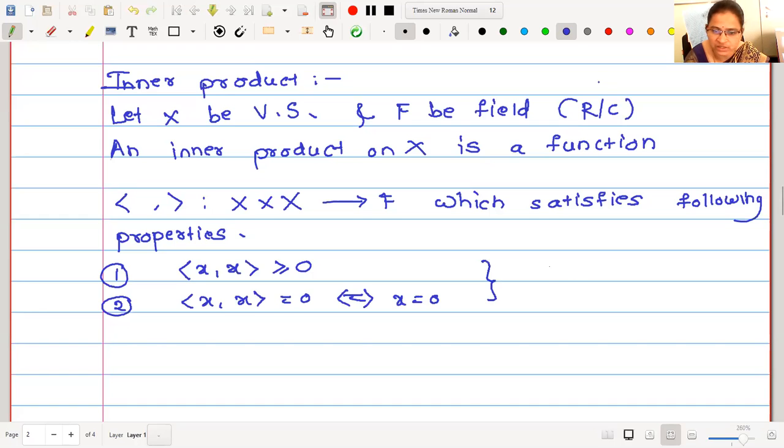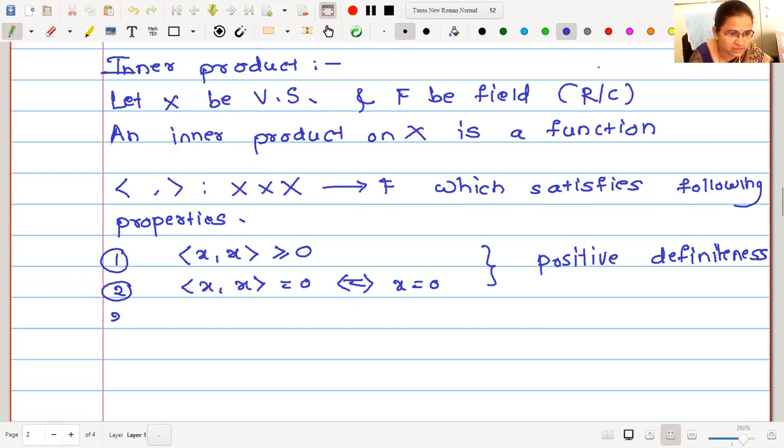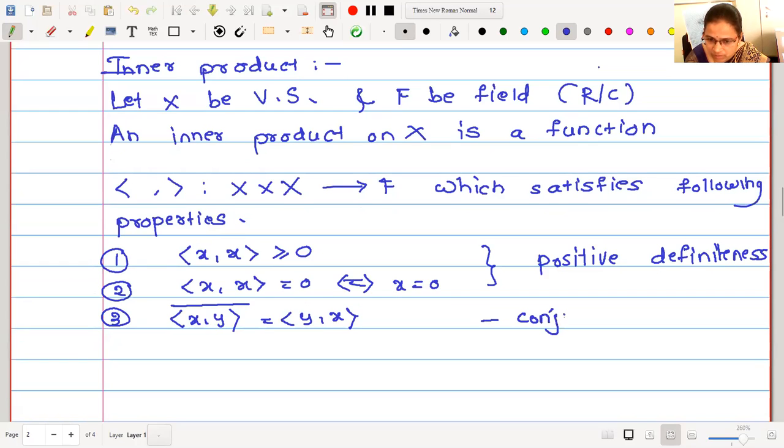The two properties together are called positive definiteness. Next, the third property: if we have the inner product of X with Y and take its conjugate, this will be the inner product of Y with X. This is called conjugate symmetry, where the bar denotes the conjugate. In the previous introduction, I told you about symmetry only, because we defined it on Rn itself. But now this is defined on a complex space as well, therefore it will be conjugate symmetry as the third property.